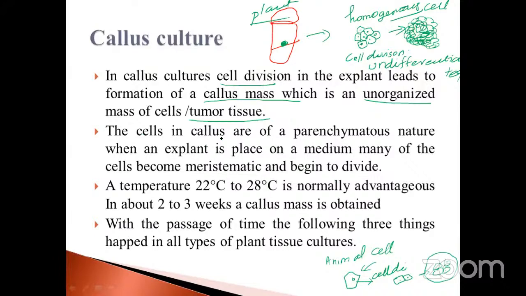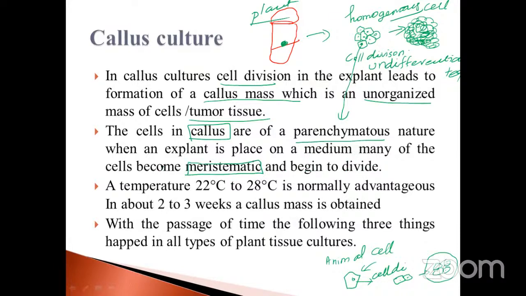The cells in callus are of parenchymatous nature. Sometimes they may ask the question: the callus is made of which type of cells? It is parenchymatous cells. Why? Parenchymatous cells undergo continuous cell division. That's the reason. Meristematic cells also undergo continuous cell division. When an explant is placed on the medium, many of the cells become meristematic and begin to divide. That is very, very important.